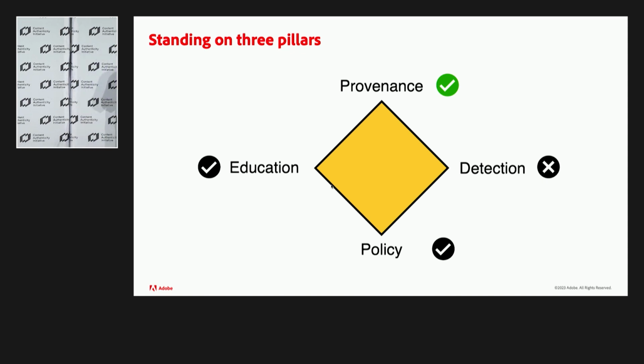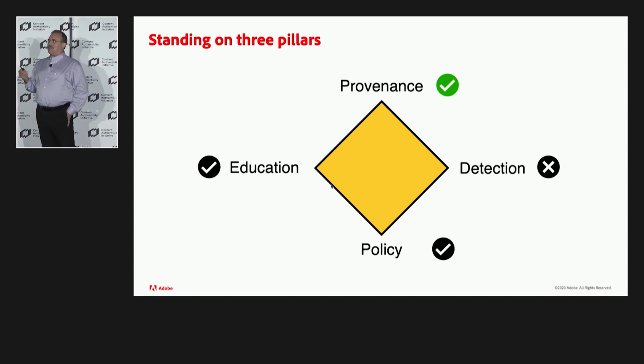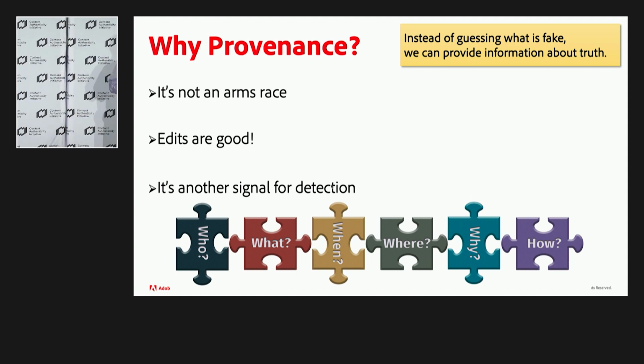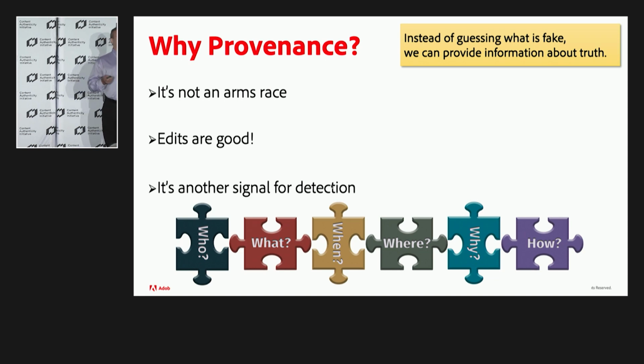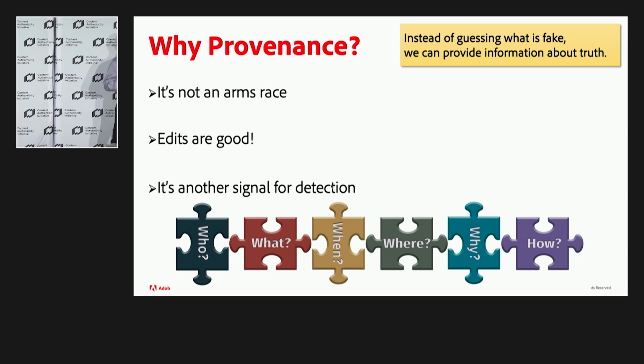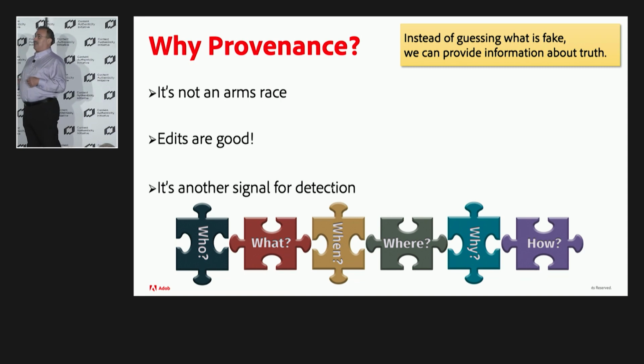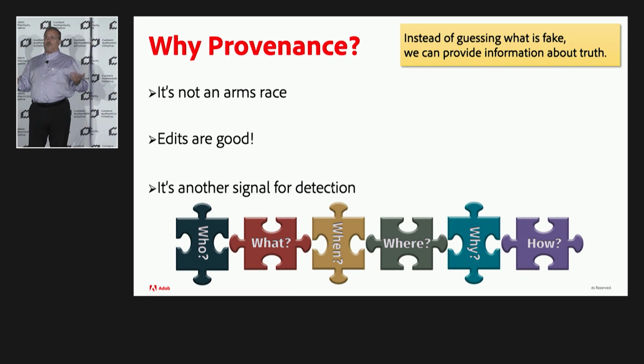We believe very clearly that it is about attribution, it is about provenance, it is not about detection. Why? Because provenance is not an arms race. We don't want to get into a battle of, hey, we can detect your stuff. Okay, maybe not anymore. You know, it's not like the days of copy protection back in the 80s and 90s. We just don't want to be there.